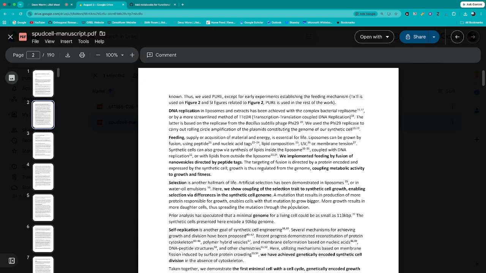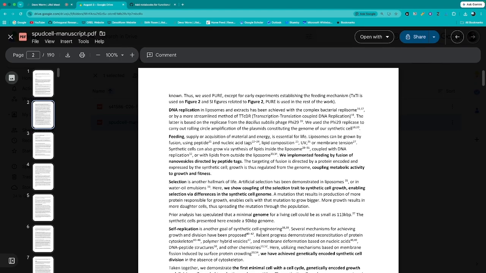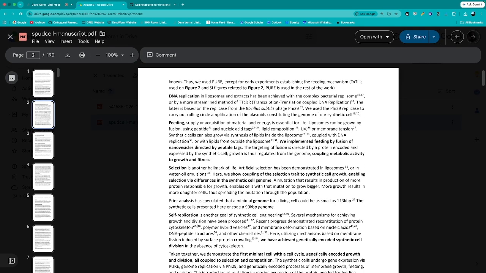Okay, so self-replication is another goal of synthetic cell engineering. Several mechanisms for achieving growth and division have been proposed. Recent progress demonstrated reconstitution of protein cytoskeleton, polymer hybrid vesicles, and membrane deformation based on nucleic acids, DNA peptide structures, and other chemistries. Here, utilizing mechanisms based on membrane fission induced by surface protein crowding, we have achieved genetically encoded synthetic cell division in the absence of cytoskeleton.